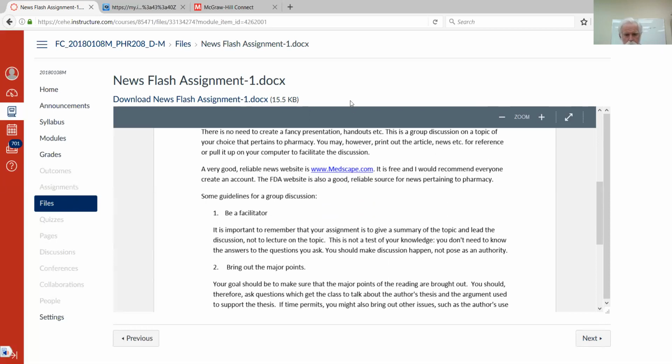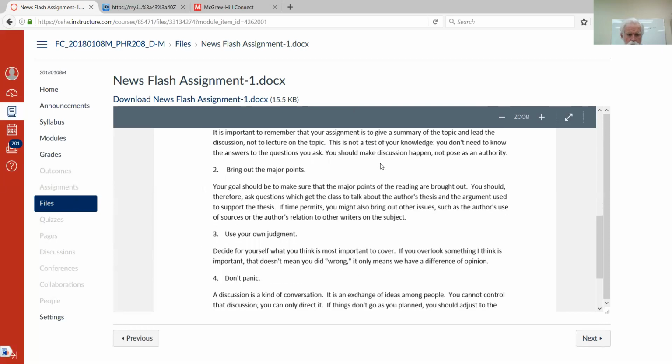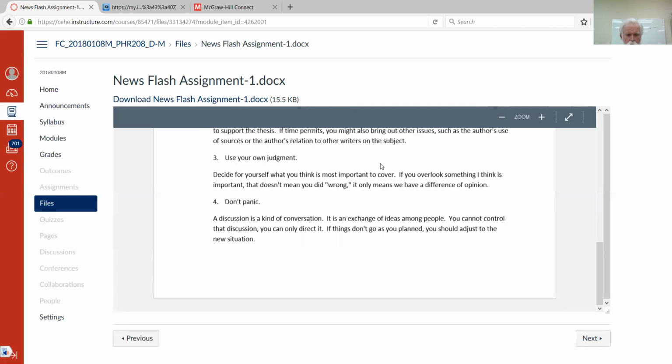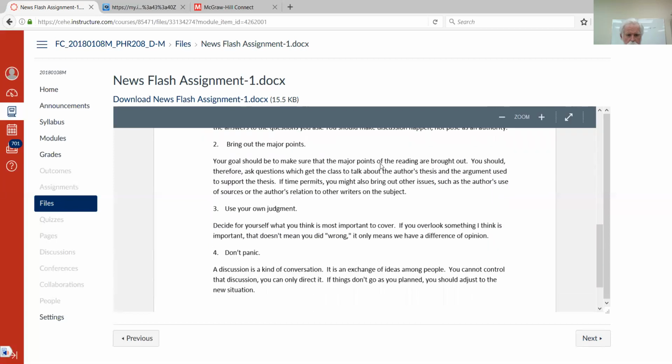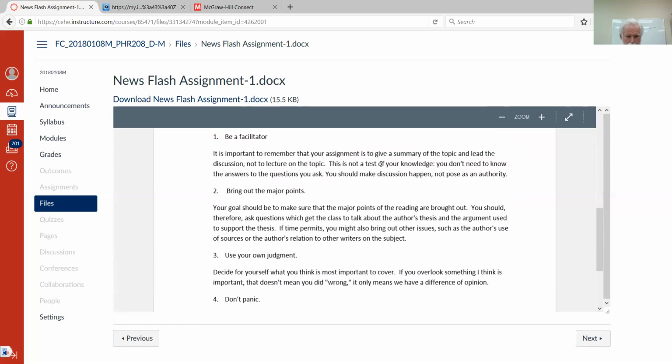But read through all of this assignment. We're looking for something that's probably between 5 and 10 minutes of discussion rather than a lengthy presentation, and concentrate on the information. And the other thing is, it says down here, don't panic.